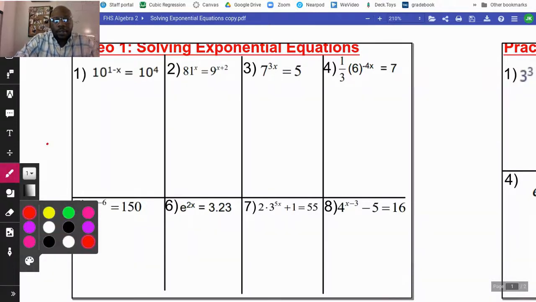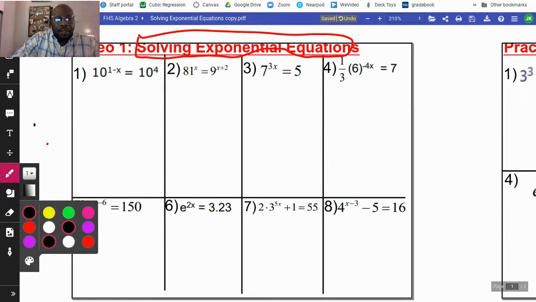So today we're going to step up to solving exponential equations. How do we go about solving them? Last week, I believe we learned how to solve when the bases are the same. You see the base is 10 on the left side, the base is 10 on the right side. If the bases are the same, a piece of cake.